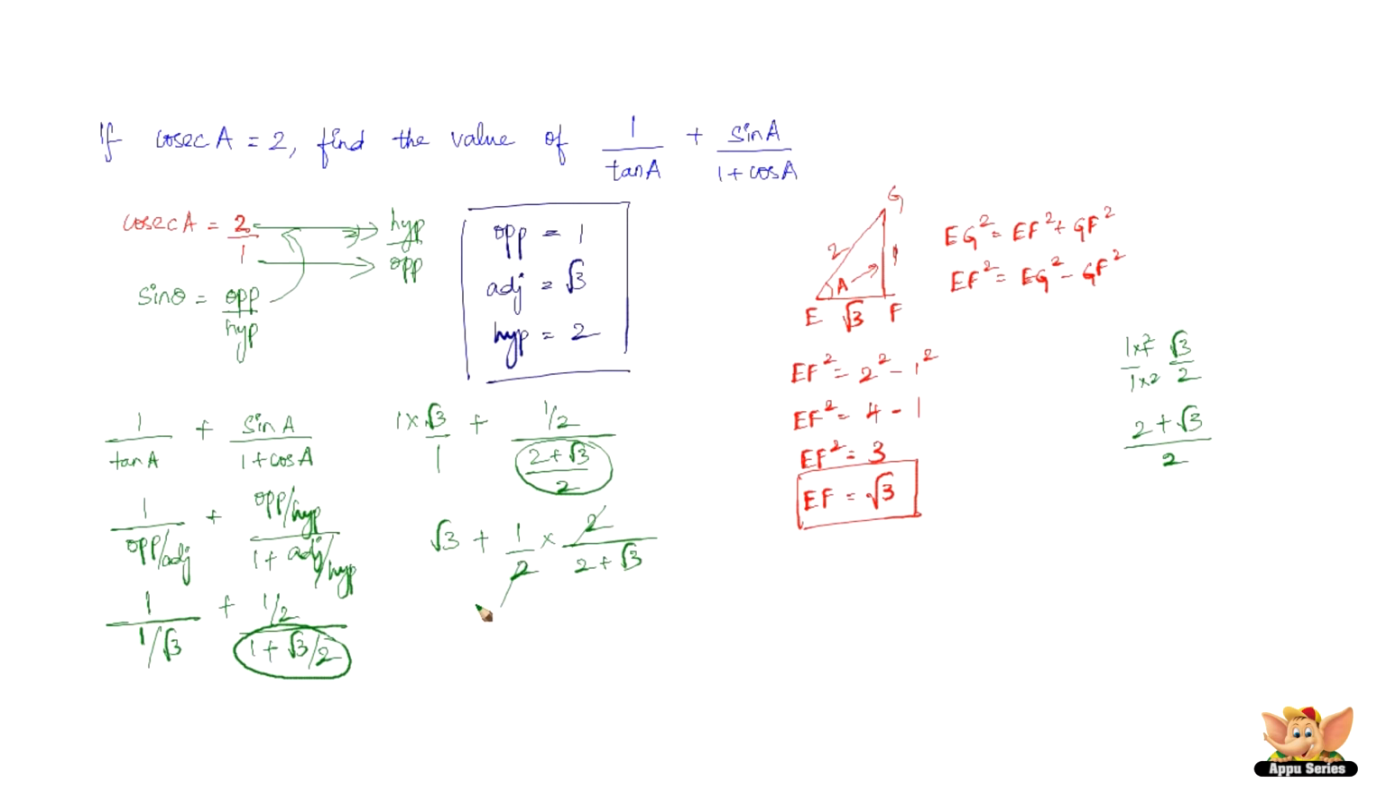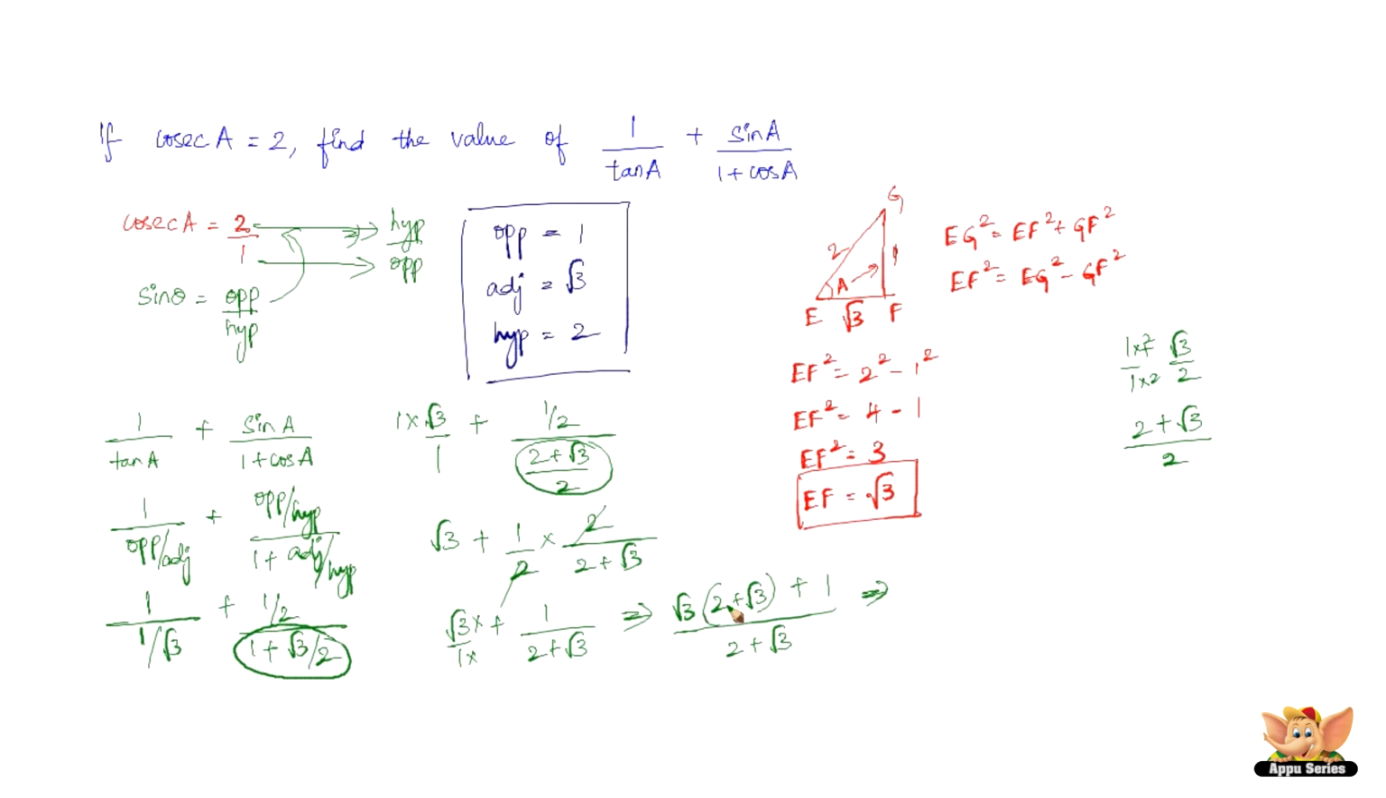So 2 and 2 gets cancelled. So all we're left with is root 3 plus 1 by 2 plus root 3, which is nothing but, let's take LCM now. So the LCM of 1 and 2 plus root 3 is definitely 2 plus root 3. So multiplying this by 2 plus root 3, we need to multiply the top by 2 plus root 3. So it's root 3 times 2 plus root 3 plus 1 divided by 2 plus root 3, which is the lowest common multiple of 1 and 2 plus root 3.